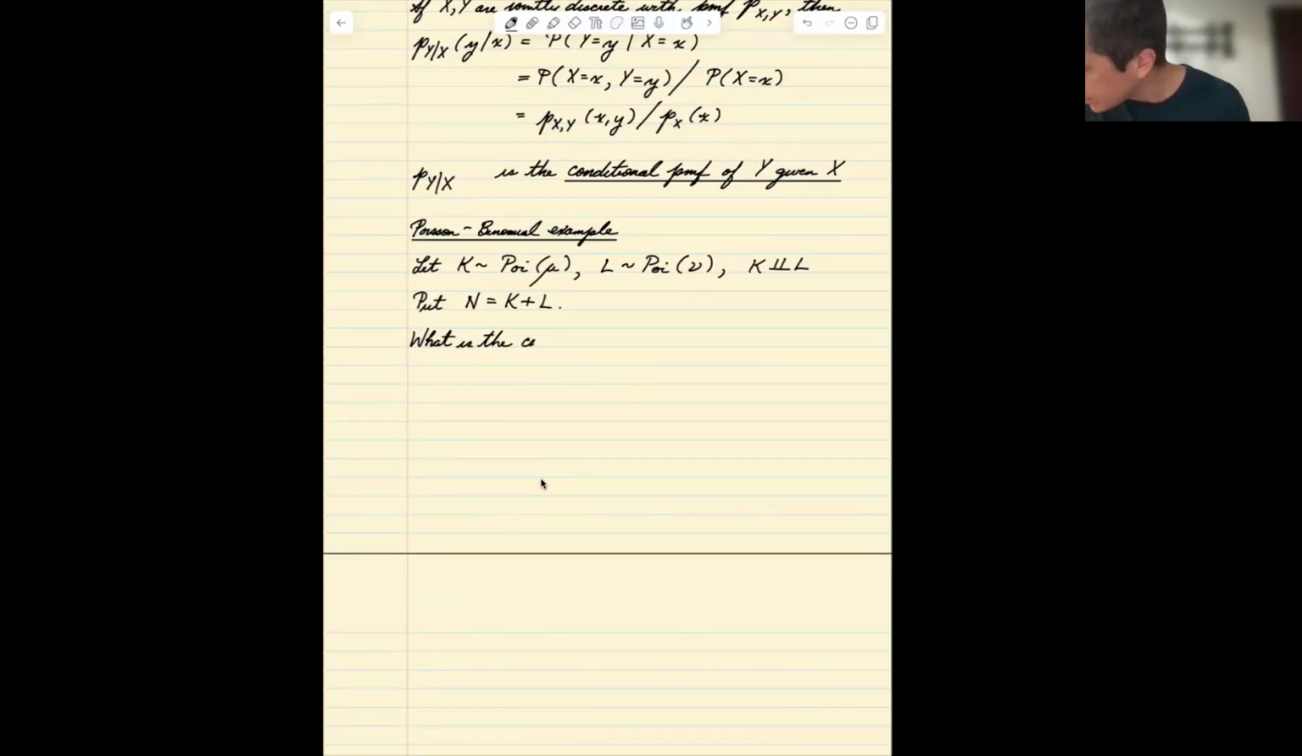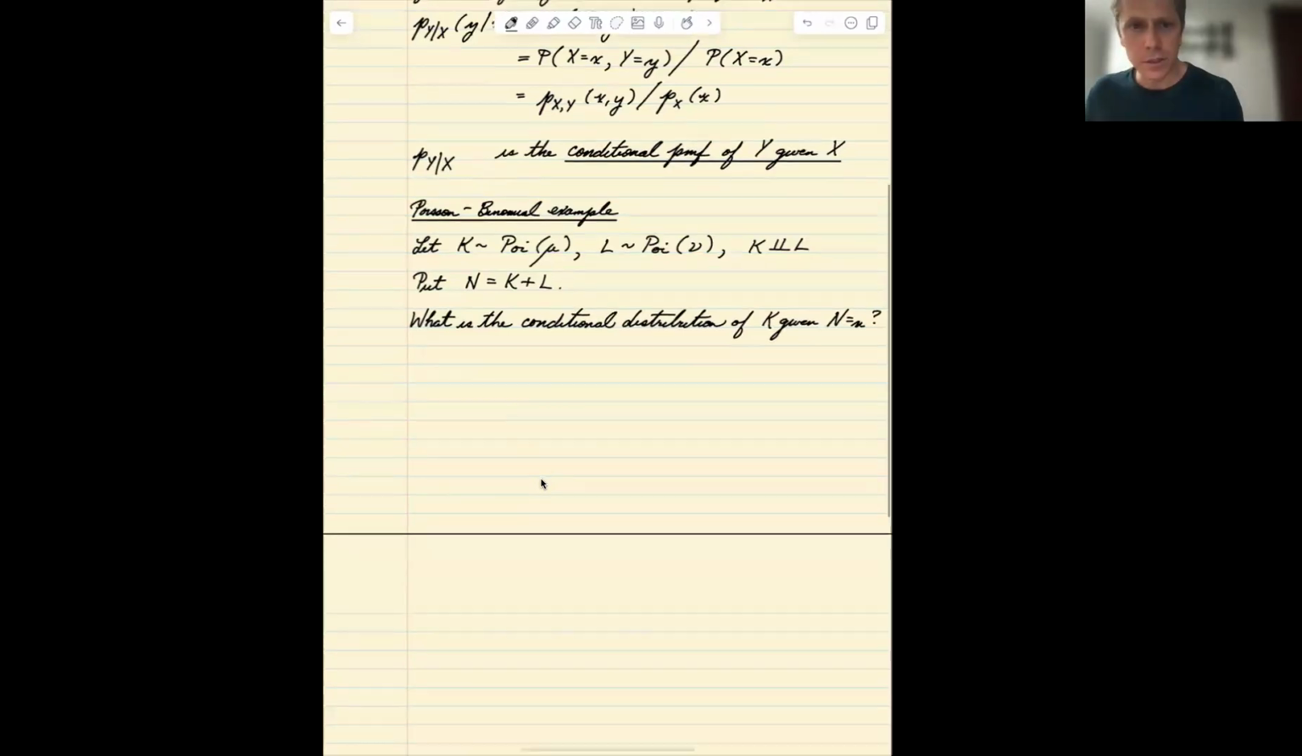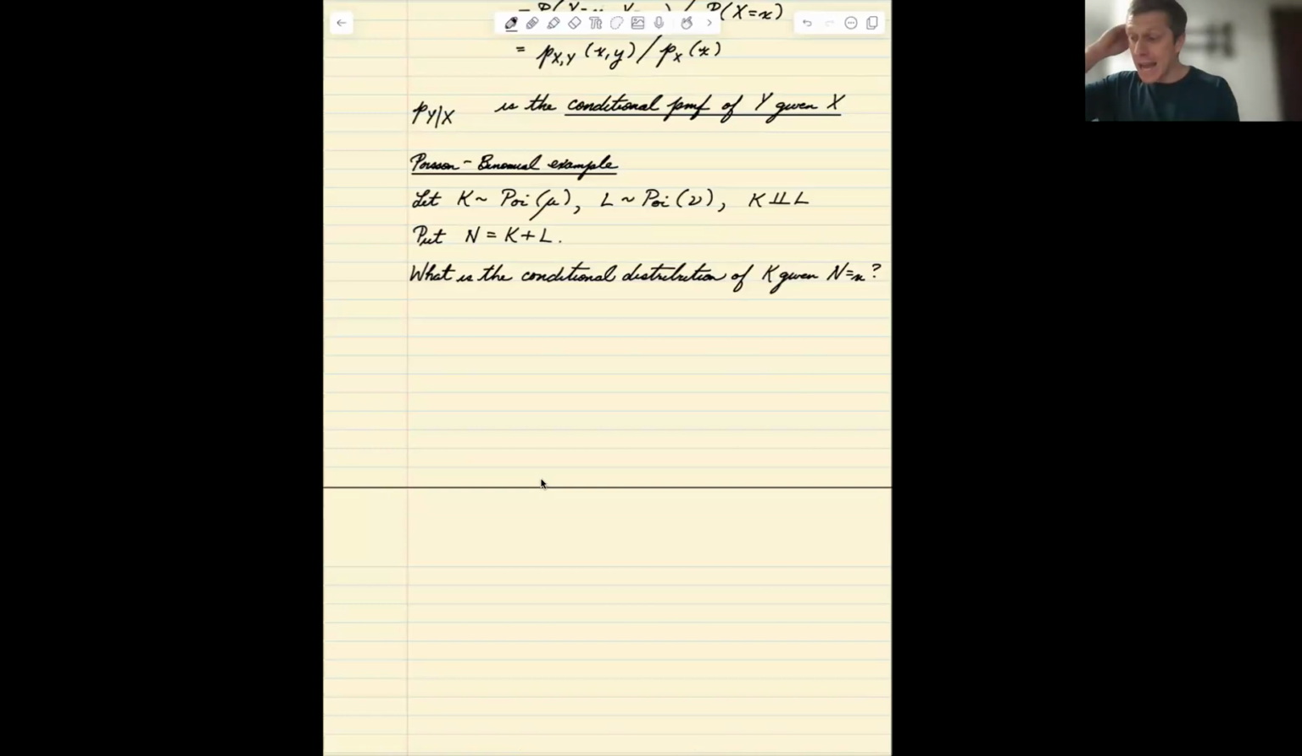So what we want to know is the conditional distribution of K given N. We know that N is the sum of K and L. So if N is equal to little n, we know that k cannot be bigger than little n. So it can't be Poisson anymore, because Poisson takes values on all possible integers. So what is that distribution? In other words, K is not independent of N. Well, first thing is we know that N is Poisson with parameter mu plus nu by the superposition, or reproductive, property of the Poisson distribution.